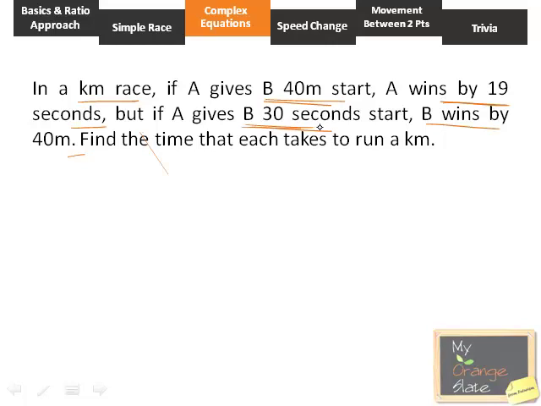So first thing we realize here is, we cannot express this question in ratio form. There are two cases given. In the first case, when A gives B 40 meter start, A covers 1000 meters and B covers 960 meters. A wins by 19 seconds. That means A takes t seconds and B takes t plus 19 seconds. This is the case 1.